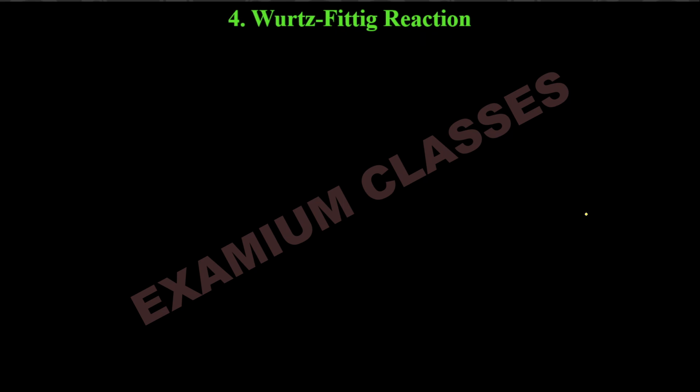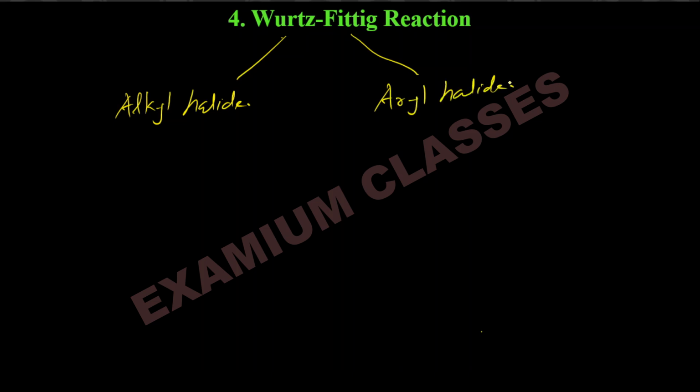Wurtz-Fittig reaction. Now it is very much similar to the Wurtz reaction. The only difference is Wurtz represents alkyl halide. So if you remember, I used methyl chloride, ethyl bromide. Okay. So alkyl halide. Fittig part represents aryl halide. Aryl means, for now, you can just consider aromatic compounds, meaning benzene compounds. However, there are conditions, not necessarily a benzene ring. There can be other compounds as well, which can be aromatic. That's something I will be talking about in another class.